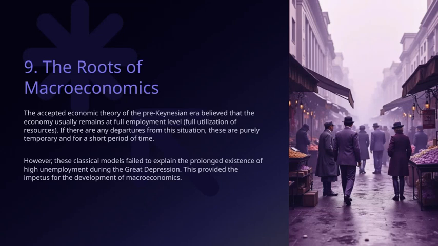So, even though these classical models provided a solid foundation for understanding the economy, they actually failed to explain one of the biggest puzzles of their time: the prolonged high unemployment during the Great Depression. This was a real eye-opener, and it pushed economists to rethink some of their basic assumptions. It became clear that existing theories couldn't fully account for such a severe and persistent downturn.